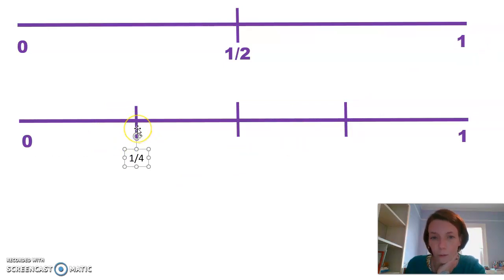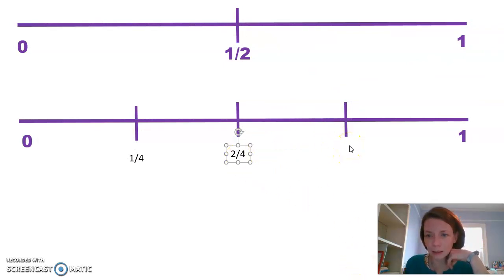So if that's 1/4, how many fourths is this? 2, exactly right. So that's 2/4 goes right under there. Now, if that's 2/4, how many is this? 3/4. You got it. 3/4 goes right underneath there like this.